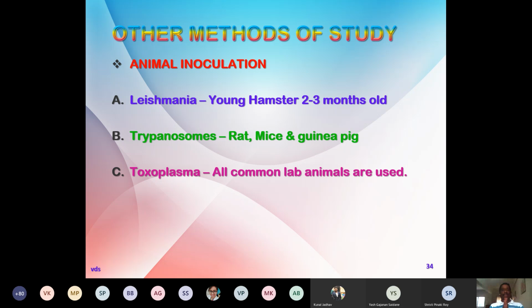And for that, when we are considering the cultivation of these parasitic infections in animals for study, in the case of Leishmania, we use young hamsters, 2 to 3 months old. In trypanosomes, rats, mice, and guinea pigs can be used. In Toxoplasma, all common laboratory animals can be used, including the rabbit, hamster, guinea pig.